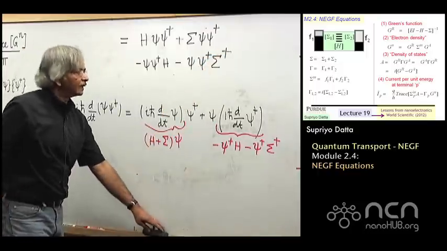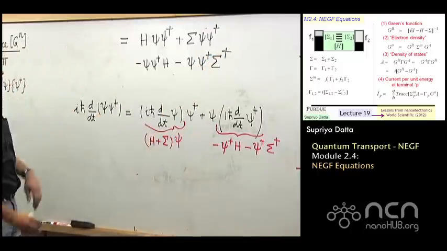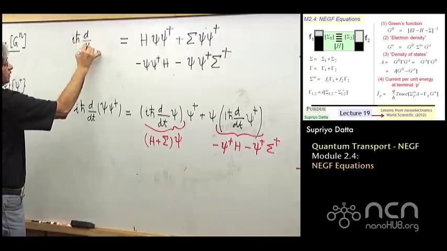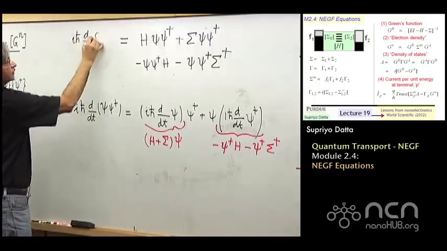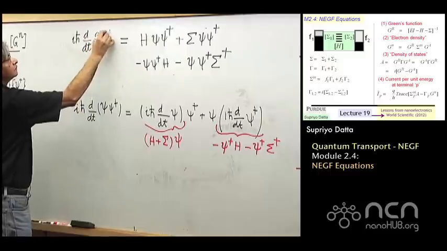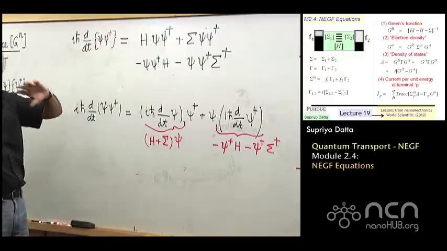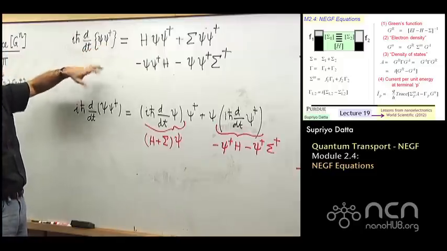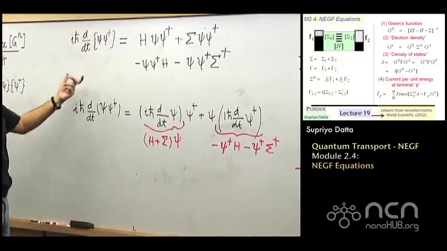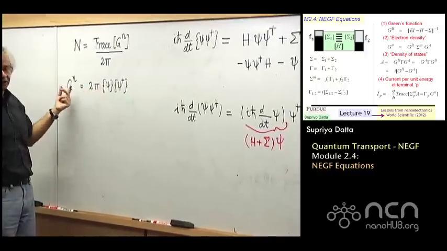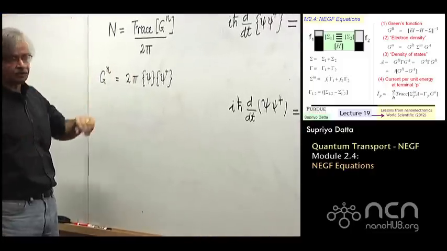Okay, that's it. So what we have written down here is iħ d/dt of ψ†. And remember, this ψ† is what we had defined earlier as something like this. If you look here, that's this G, what we call Gn, the matrix version of the number of electrons at that energy.